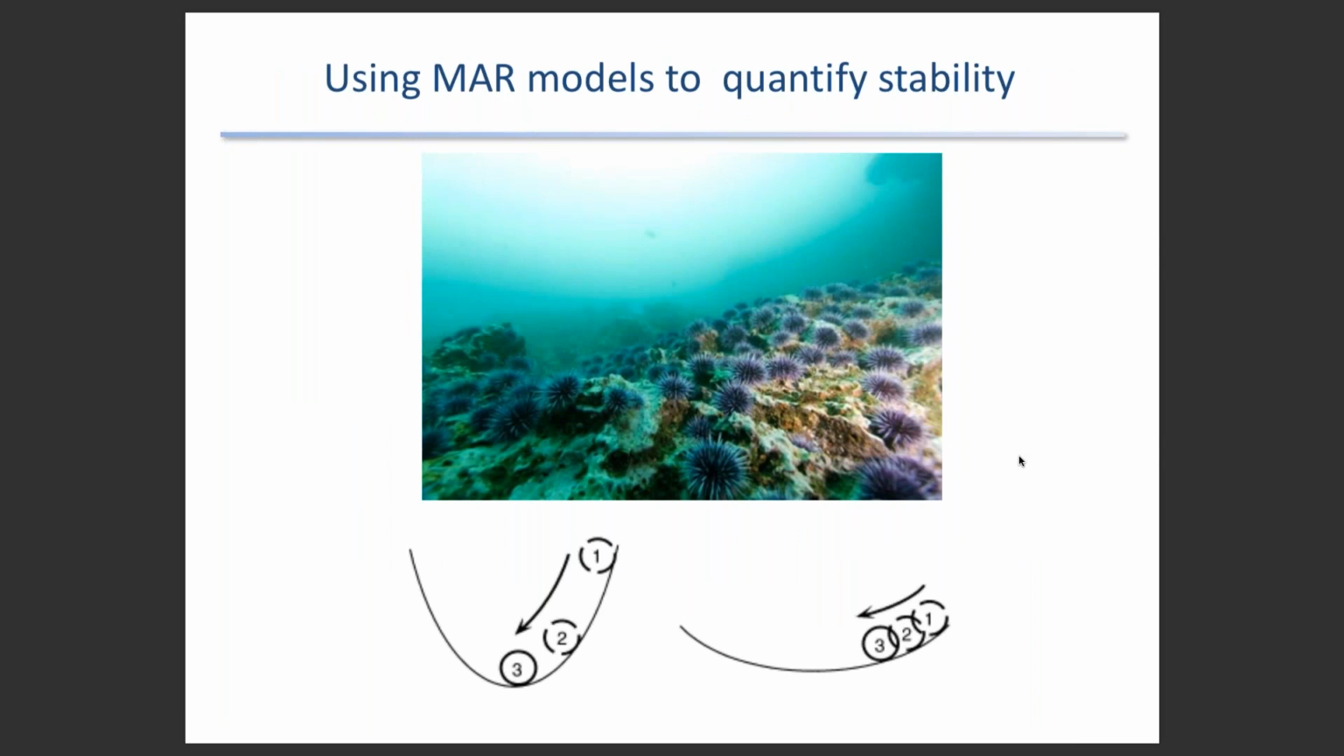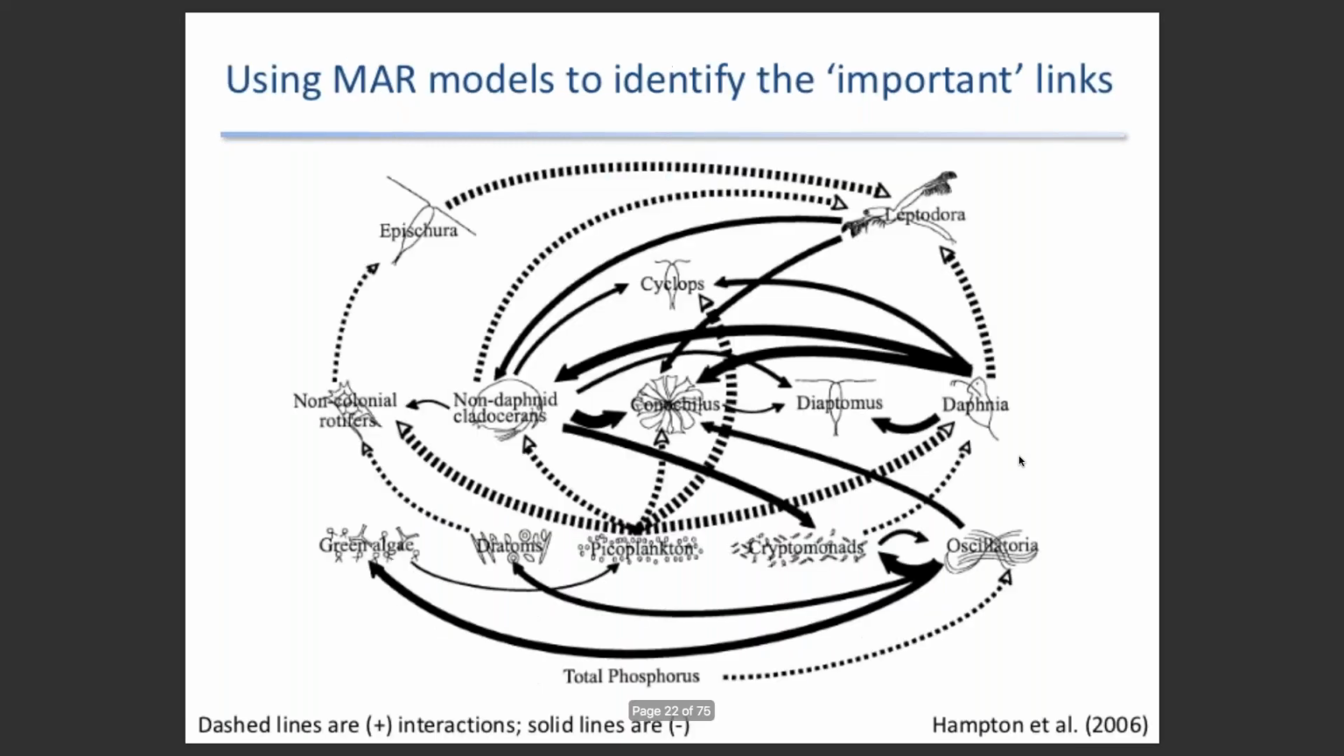In addition to estimating the strengths of all those little lines, the size of those lines, we can then use that estimated B matrix to quantify stability. I'll show you examples of that. And then lastly, what you're going to see is how you use those models to start pruning that vast web of all those interactions. There's a lot there. Which ones are really important? How do you do that?